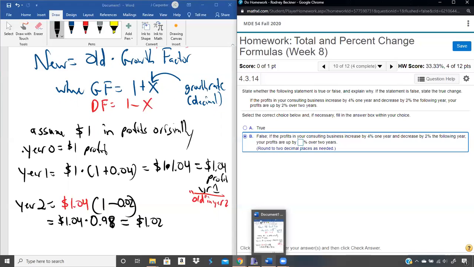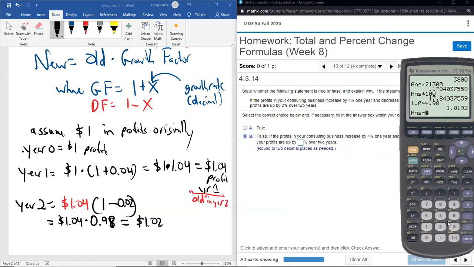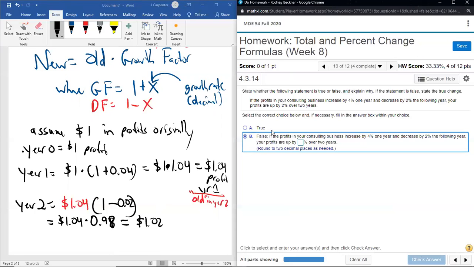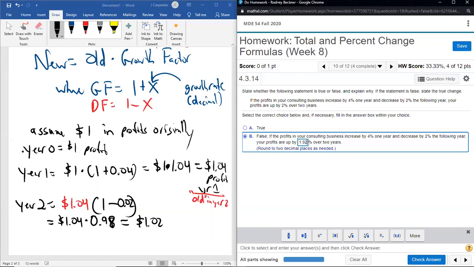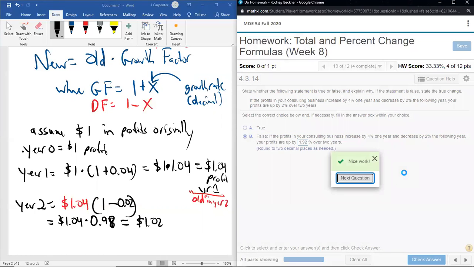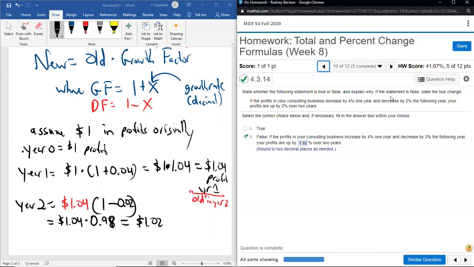And because our base was a 1, all you got to do is subtract the 1 and convert it to a percent. So multiply by 100. And that's the true growth that we've seen. It's really 1.92%, even though the bank's going to round up and give us that extra tenth of a penny or whatever. So false. If your profits in your consulting business increase by 4% and then decrease by 2%, your profits are actually up by 1.92% over 2 years. See, it's very close to 2 because these numbers were small, 4% and then 2%.